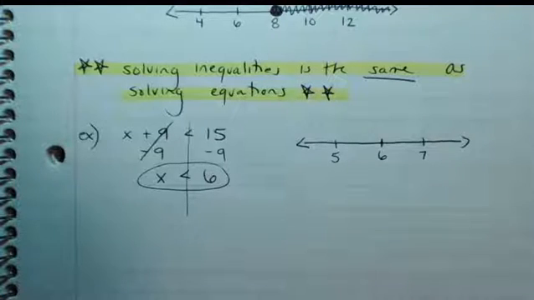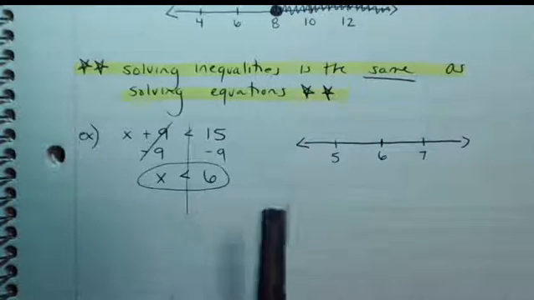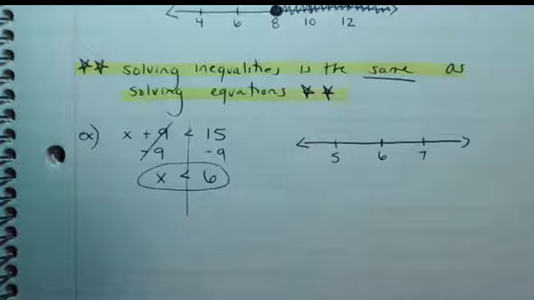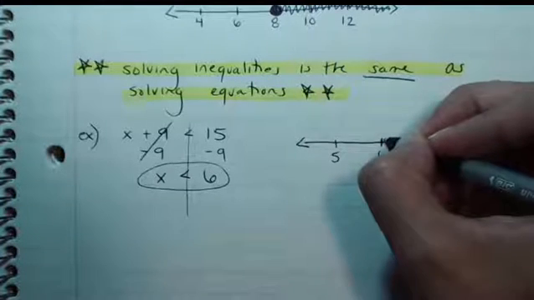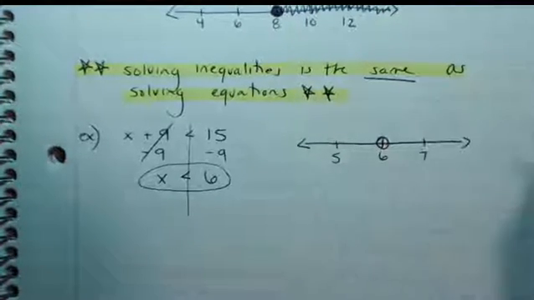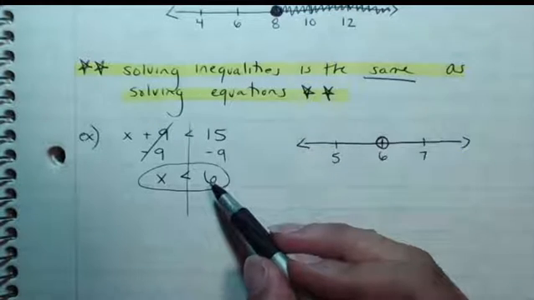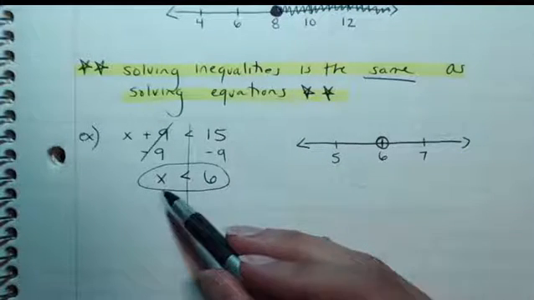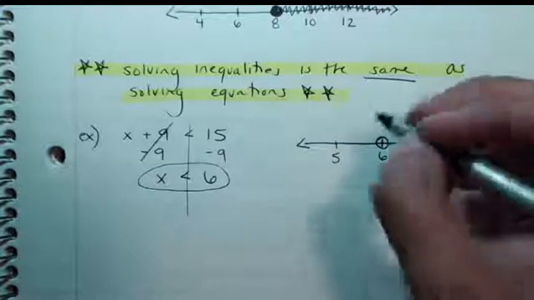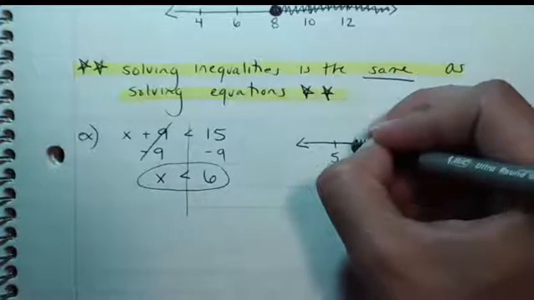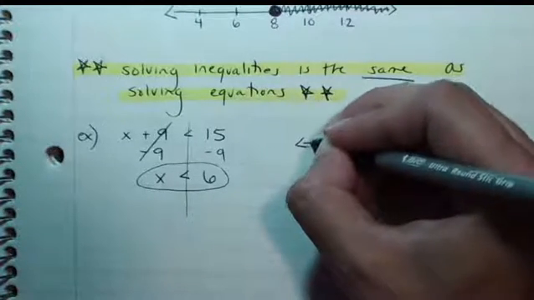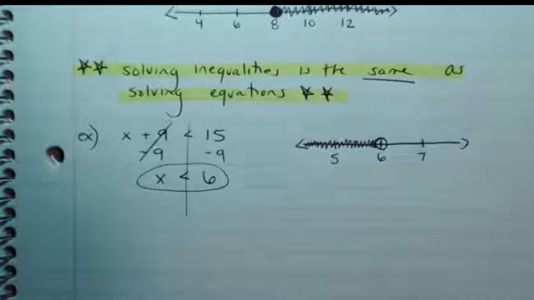And I want you to graph this. So if x is less than 6, open or closed circle? This would be an open circle, because 6 is not included. And if x is less than 6, that means I'm shading everything to the left. It could be 5, it could be 4, it could be 3, it could be 2, and all the negative numbers.